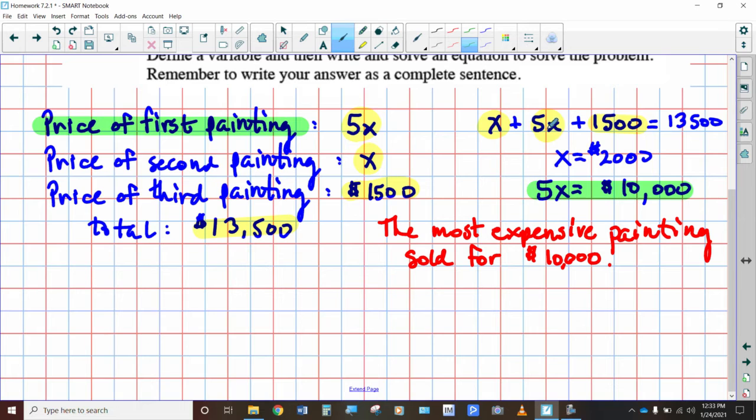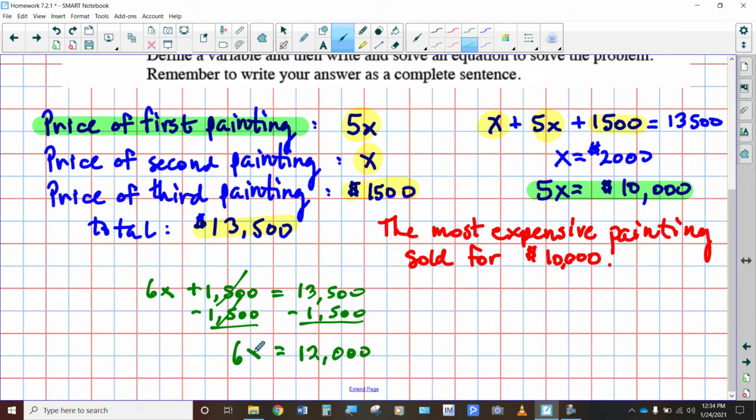So when we take X plus 5X, you get 6X plus 1,500 is equal to 13,500. And when you subtract away the 1,500 from both sides, remember to keep things balanced. Whatever you do to one side of the equation, do the same thing to the other. This becomes 12,000. And on the left side, all you have is your 6X.